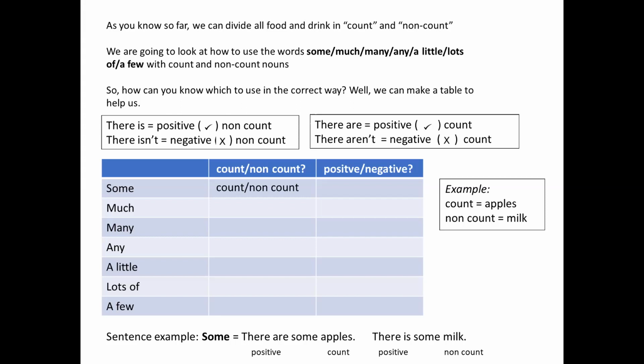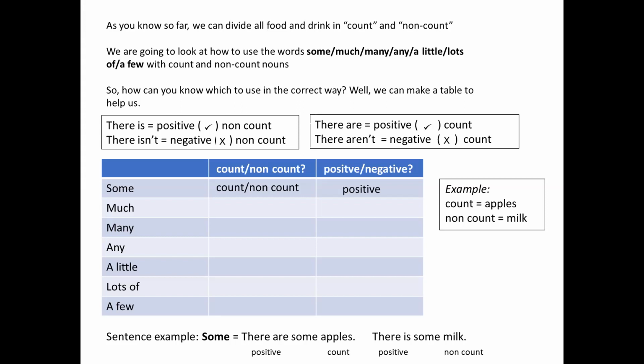Now, do I use some in a positive sentence or a negative sentence? Do I say there is some and there are some? Or do I say there isn't some and there aren't some? If you guessed only positive, you're correct. We can only use some in a positive sentence. So that means there is some and there are some.